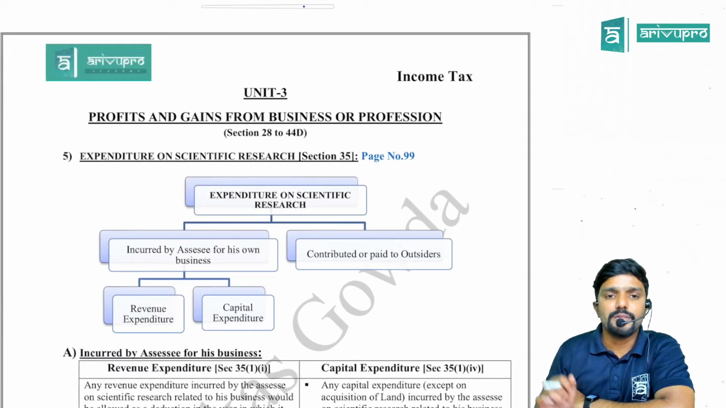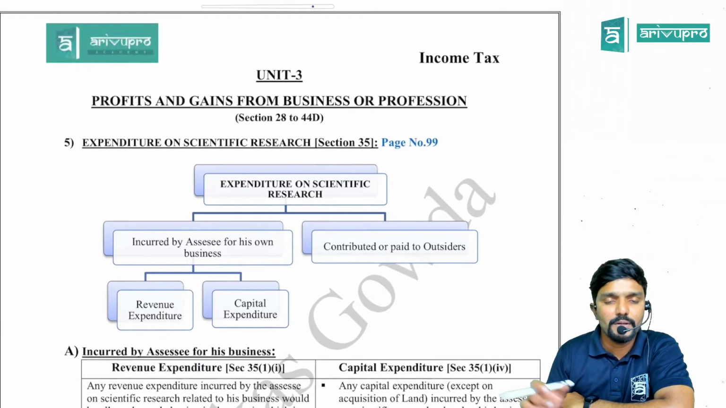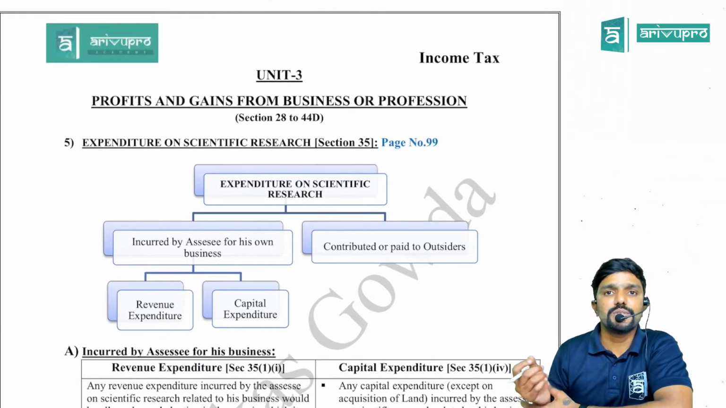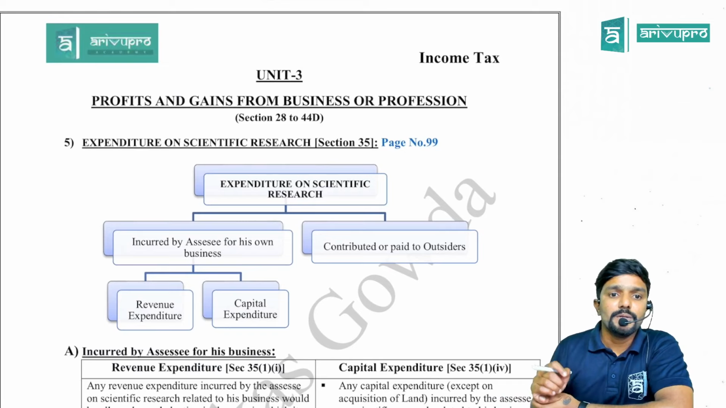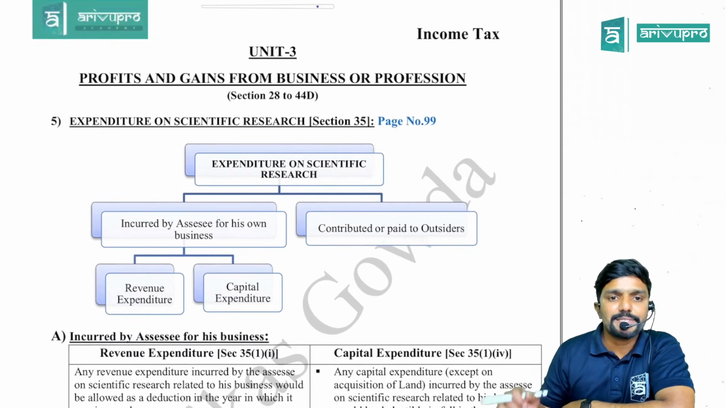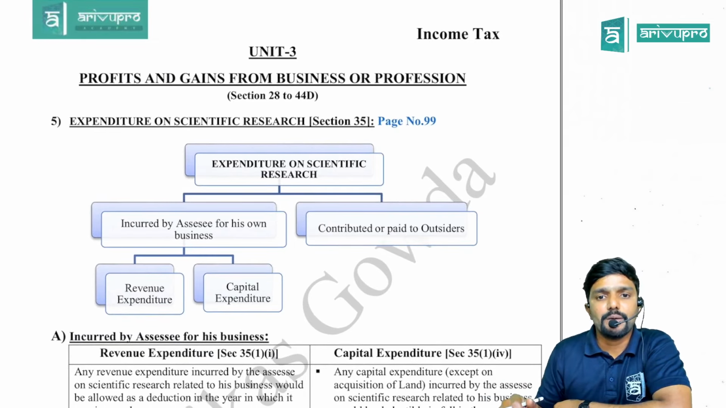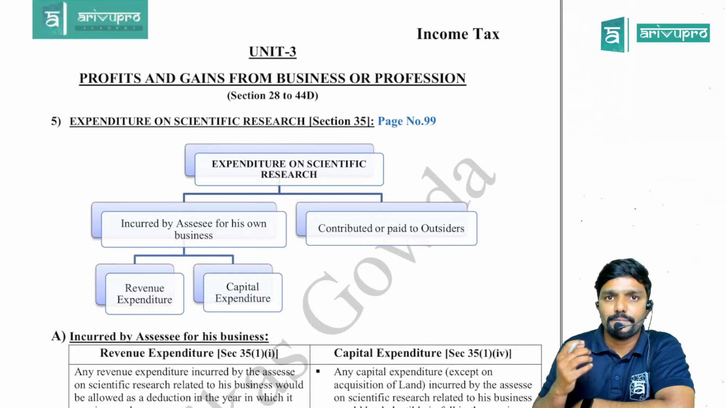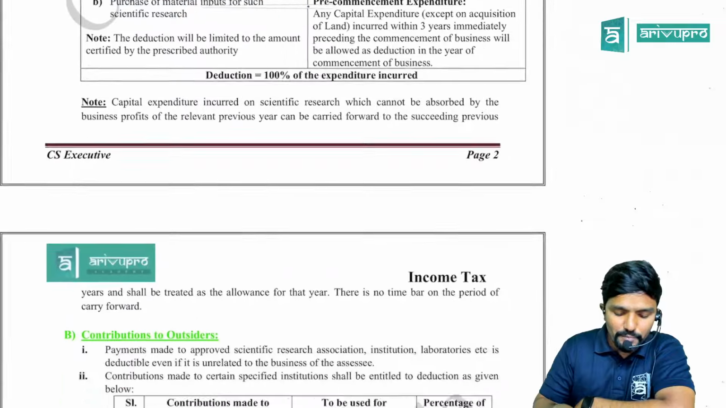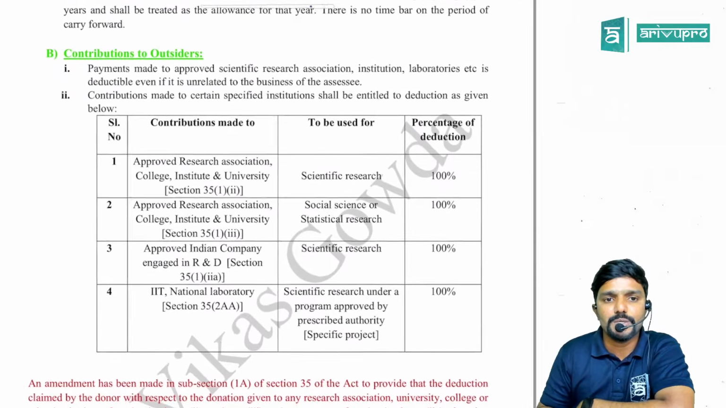Then coming to the third head of income, profits and gains from business or profession. Their fifth point, expenditure on scientific research. Come to page number 99. Yeah, the change is with respect to point B, guys, contribution to outsiders.